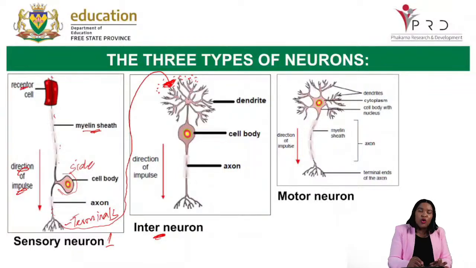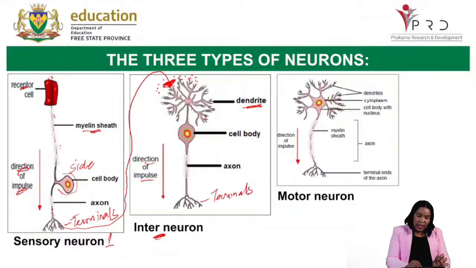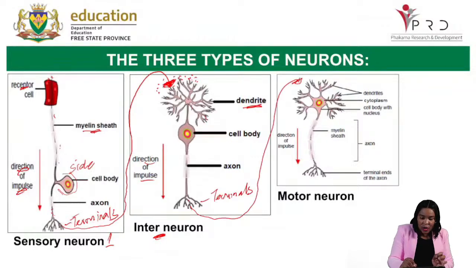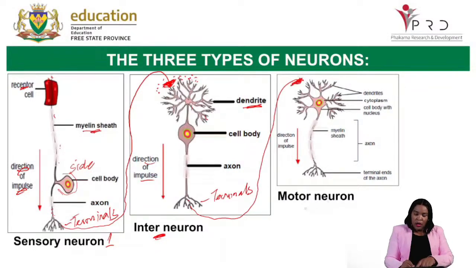The inter will receive those transmitters by the dendrites. So the first thing that will receive those impulses are the dendrites. And the dendrites are then going to transport, look at the direction also, those impulses through the cell body to the axon. And remember, at the end of the axon, we find the terminals. Now, these terminals of the interneuron are going to join the dendrites of the third neuron. So this is our second. This is our third. So they're going to join here through the neurotransmitters.